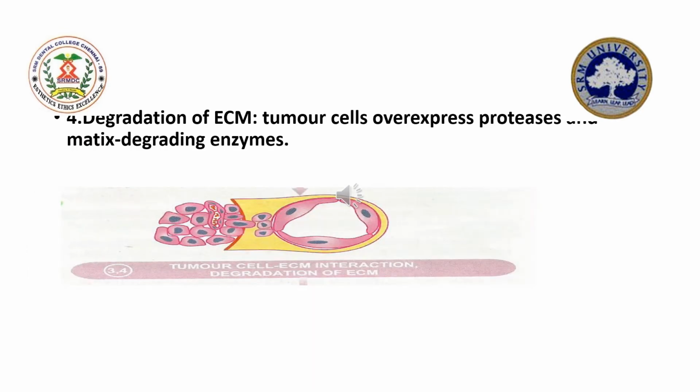Then the next step is the degradation of extracellular matrix. So these tumor cells overexpress the protease and the matrix degrading enzymes. By doing this, they degrade the extracellular matrix, and then they cause dissolution of the extracellular matrix, first of the basement membrane and then also the endothelial lining of the blood vessels. Then they enter into the lumen. You can see in the picture how they break down the endothelial lining and they are entering into the lumen.